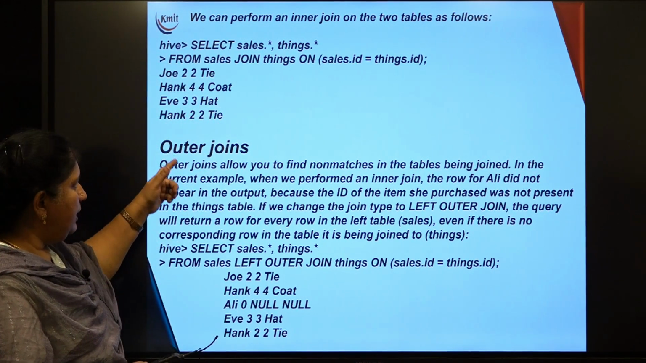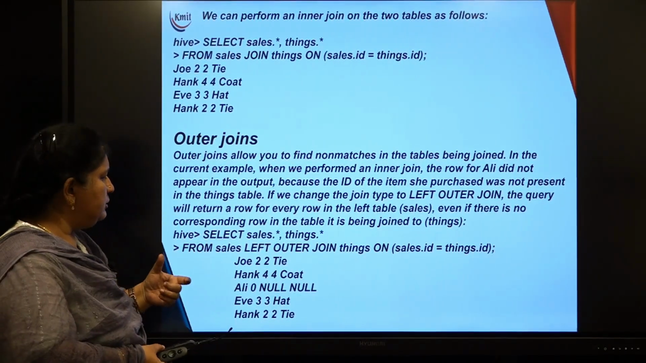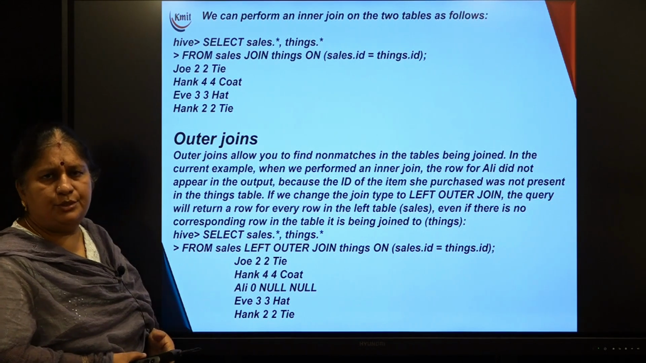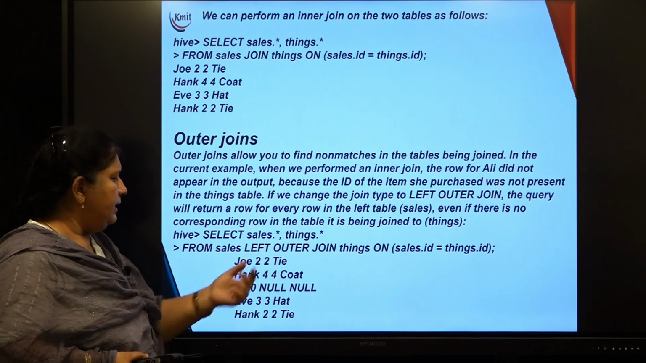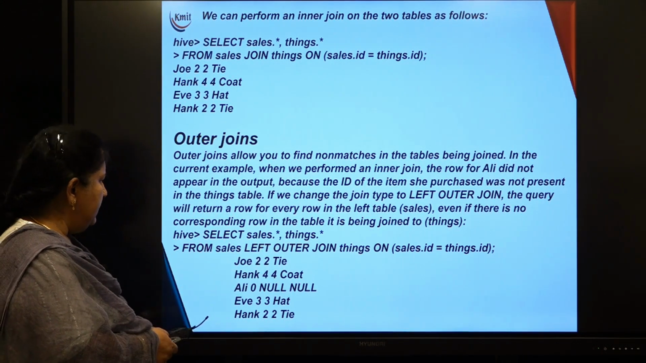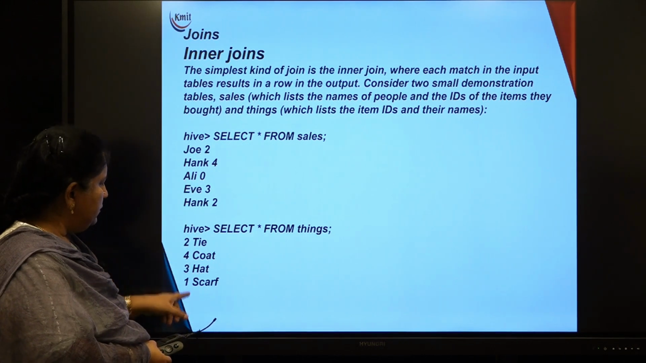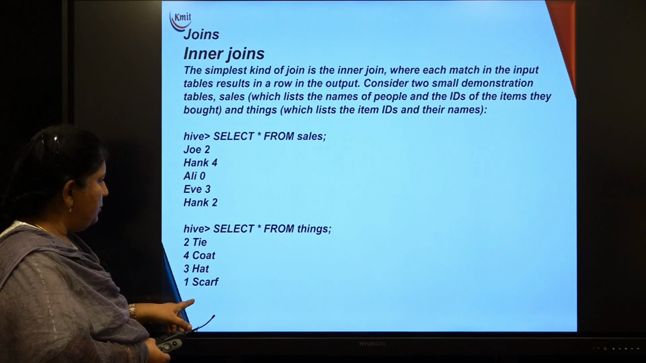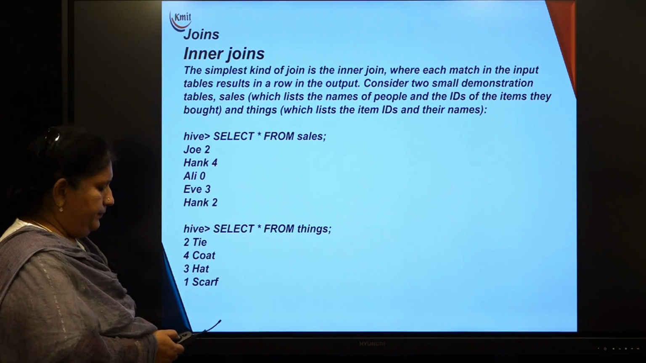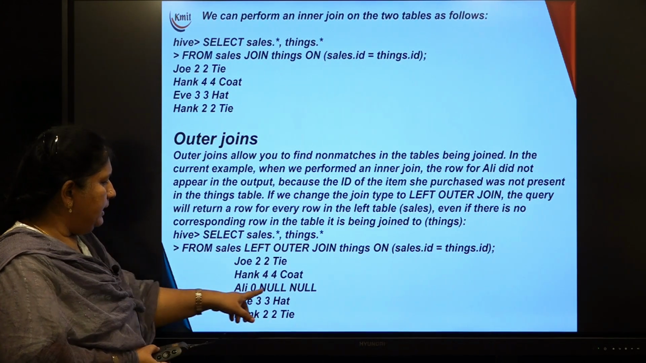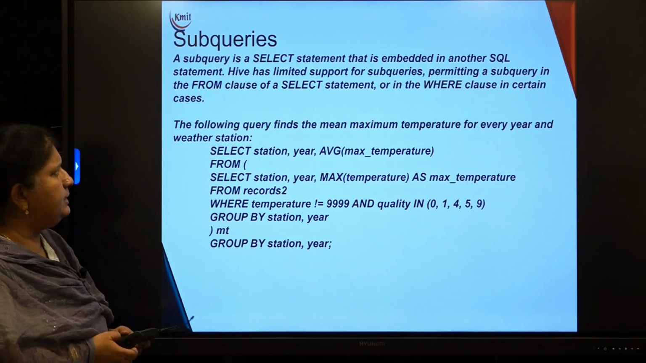Apart from this, we also have the outer joins, wherein the common attribute value will not be matching. In such a case, you get null values substituted for the rows which are missing on either side. So here I have worked with a left outer join, wherein if you see the data, Ali 0 is there, but there is no matching ID in the things table. So what data do you get in the output? Ali 0, null, null. So if you see the output, you are getting it like this. Similarly, you have the right outer join option, all these things.